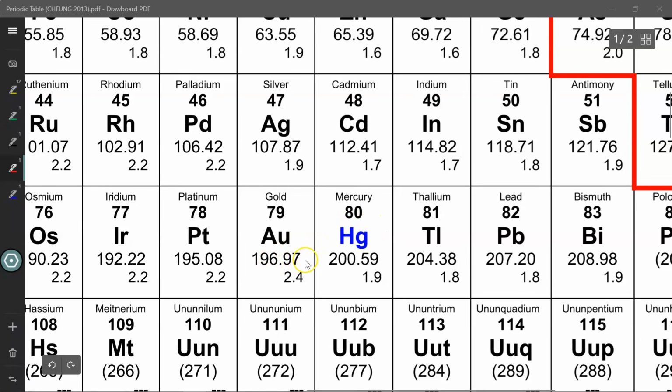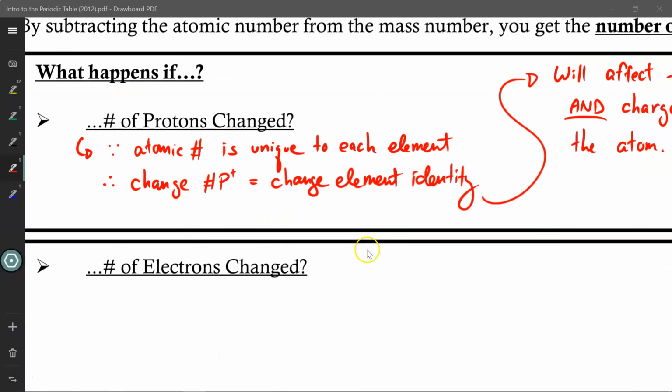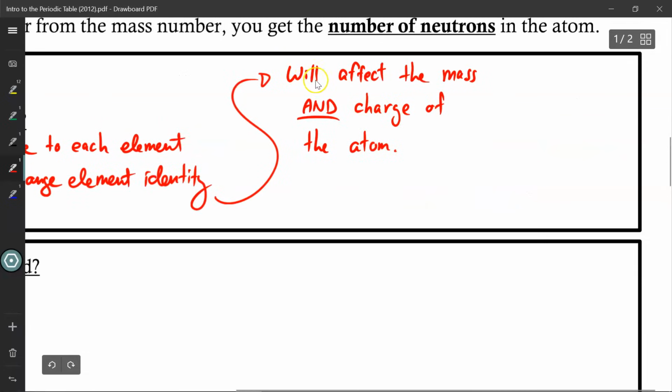So based on your everyday experiences, how often do you see gold turning into mercury? The answer should be never, unless you've been ripped off. So based on that knowledge, it is very rare in our everyday lives for atoms to lose or gain protons. The only time that occurs is during nuclear reactions, not chemical or physical changes. So, since the atomic number is unique to each element, and the atomic number represents the number of protons in that element, changing the number of protons changes the element identity. Furthermore, if you change the number of protons, because protons have mass and charge, you will also change the mass and charge of the atom itself.